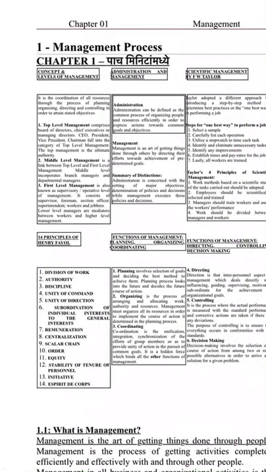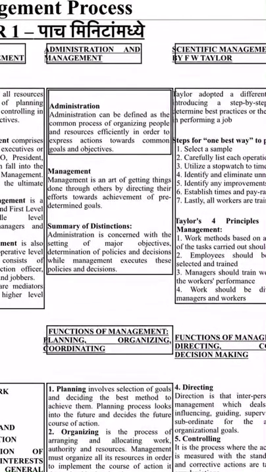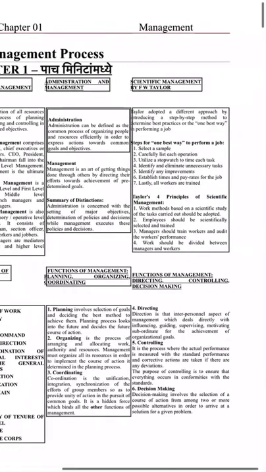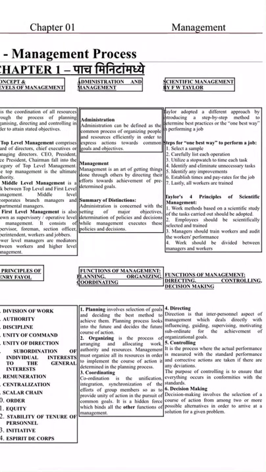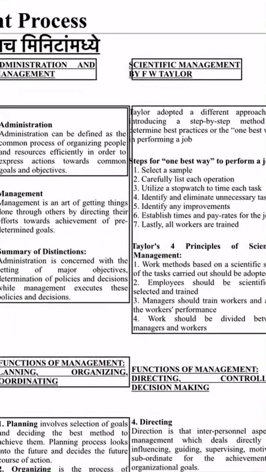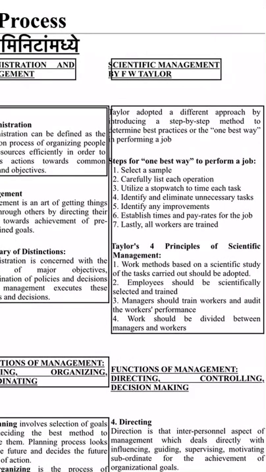Then we have studied the basic difference between administration and management. What do we mean by administration and what do we mean by management? Then next we have seen the scientific principles given by F.W. Taylor. F.W. Taylor has suggested one best way. We need to select one best way, so to select one best way, we need to perform some steps. These are the steps for one best way to perform a job, given by F.W. Taylor. Then next, Taylor's 4 principles of scientific management.